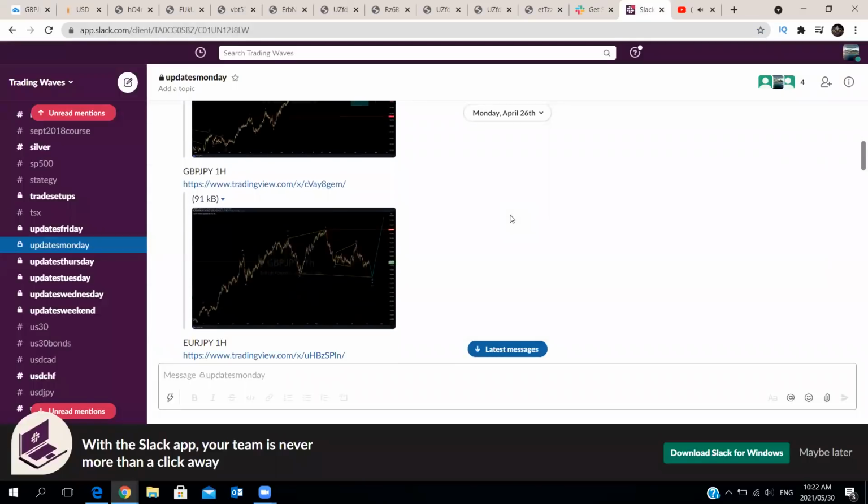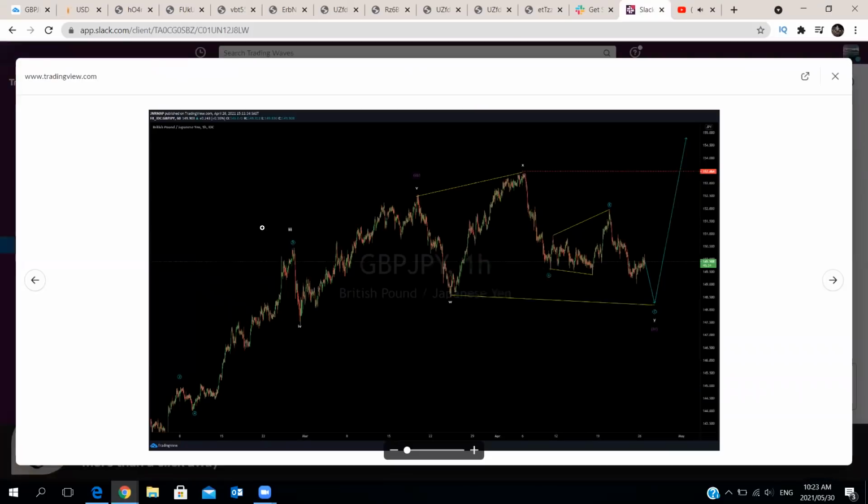So let's look at pound yen. This is pound yen on the 25th of April, over a month ago. So you see that corrective structure that was playing out here, it actually played out as follows. We came down here, even though we didn't quite take the low here, we are now currently here at 155, 156.